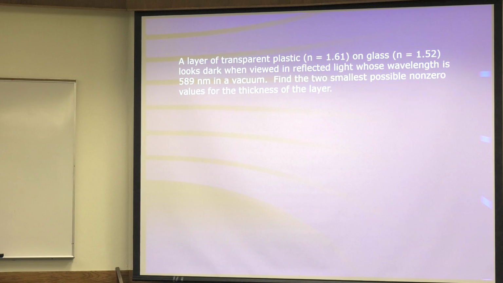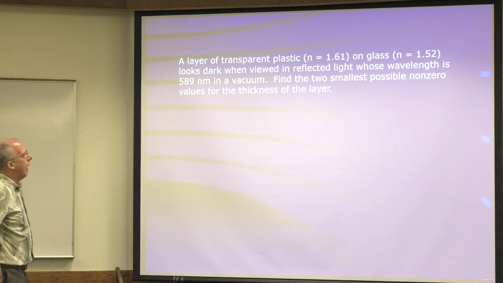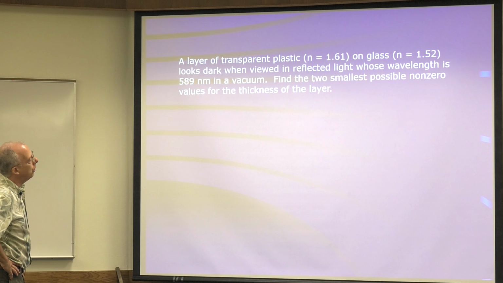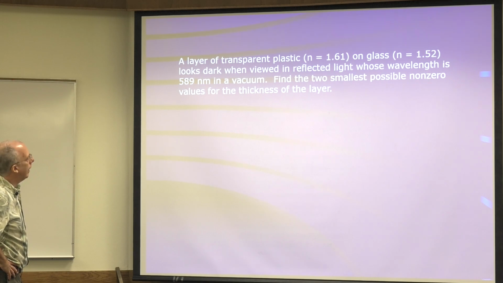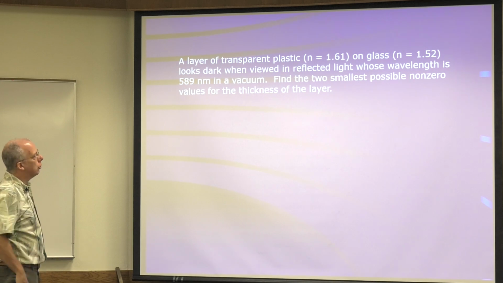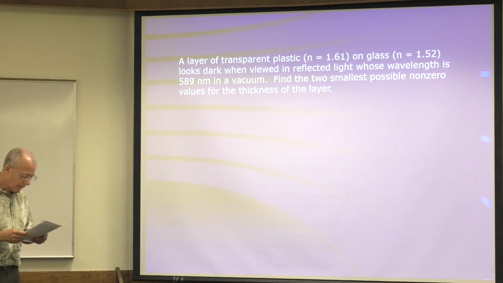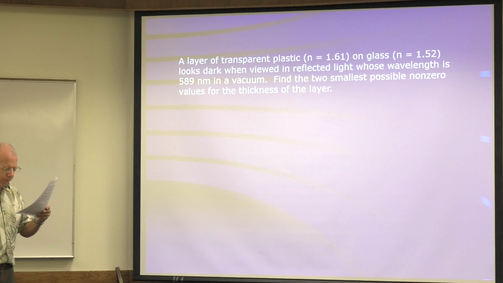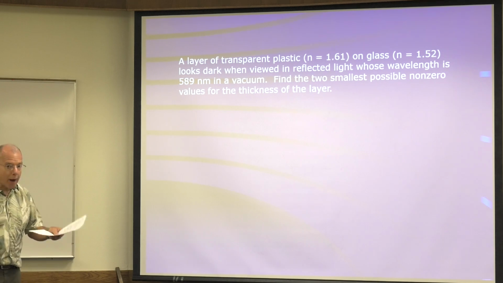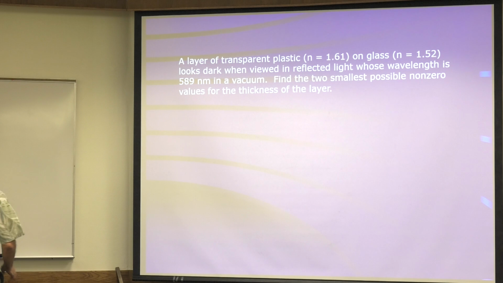A layer of transparent plastic on glass looks dark when viewed in reflected light whose wavelength is 589 nanometers in a vacuum. Find the 2 smallest possible non-zero values for the thickness of the layer. Okay. The most important thing is to draw the picture correctly. So let's do it. Okay, so we have plastic on glass.